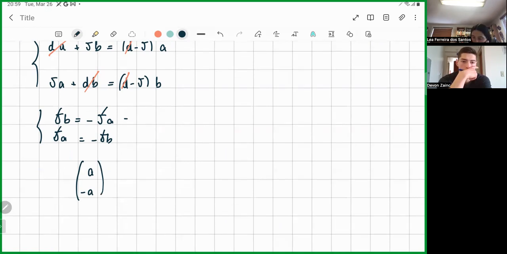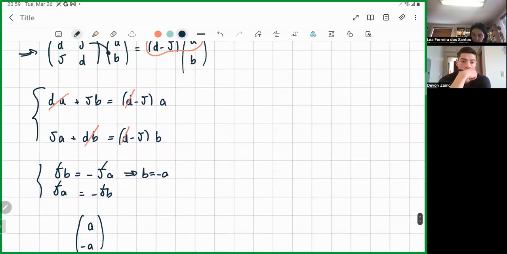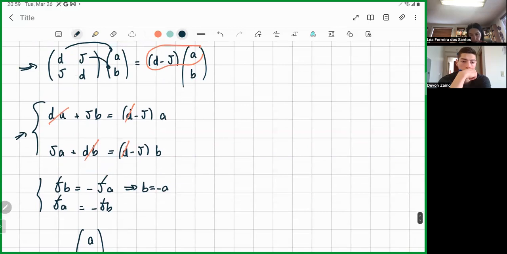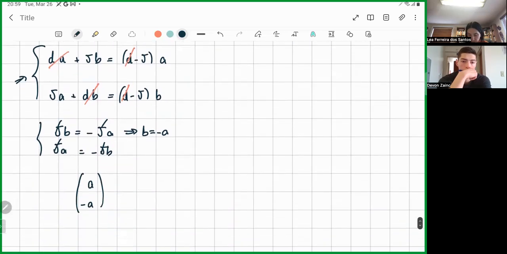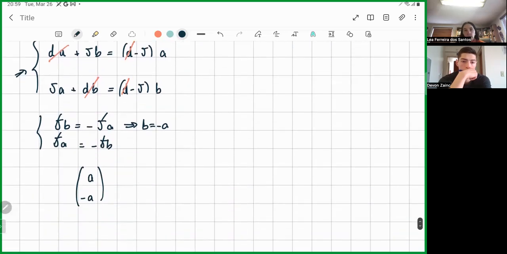So you see here, B is equal to minus A. So I wrote that. Good. So this satisfies this set of two equations. So this satisfies the Schrödinger's equation. But still, what is missing is what is A?